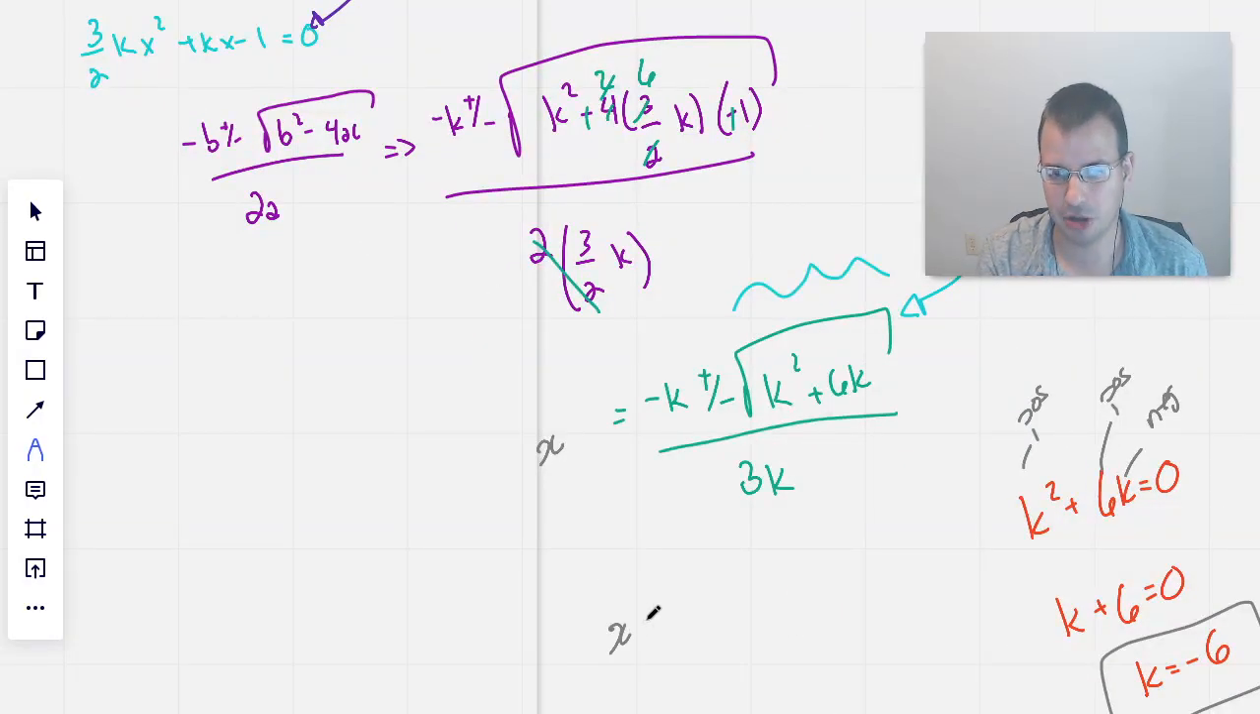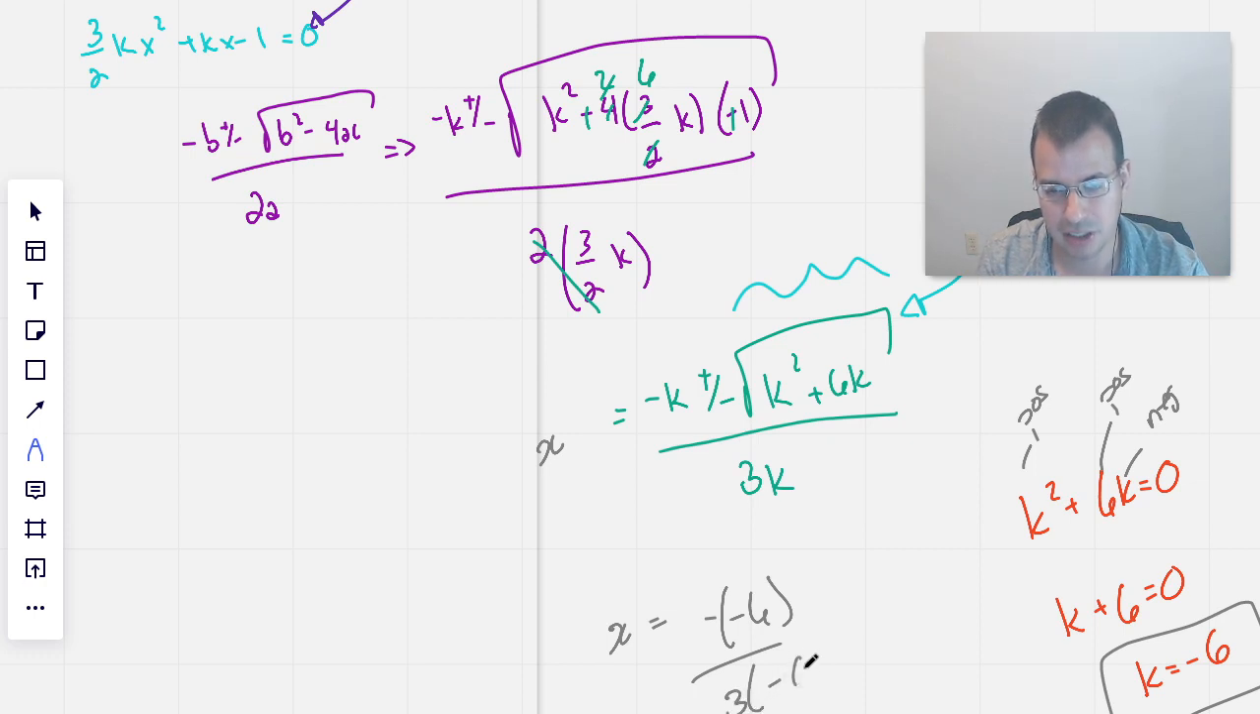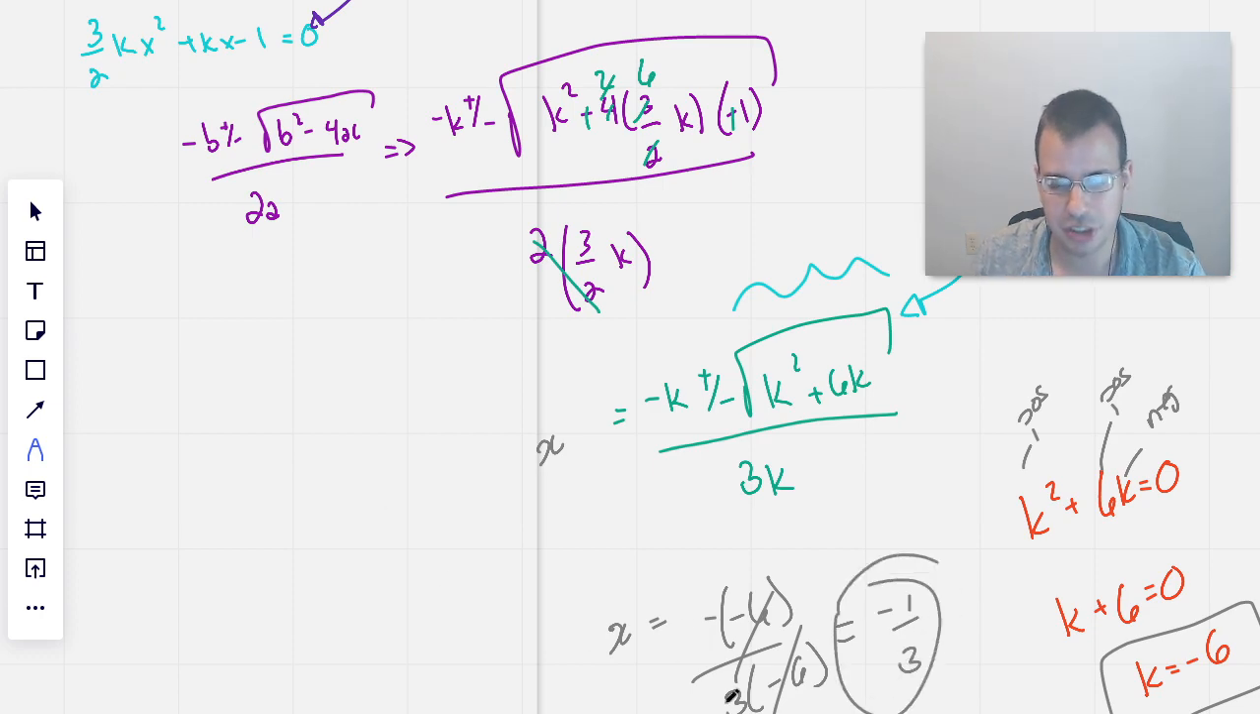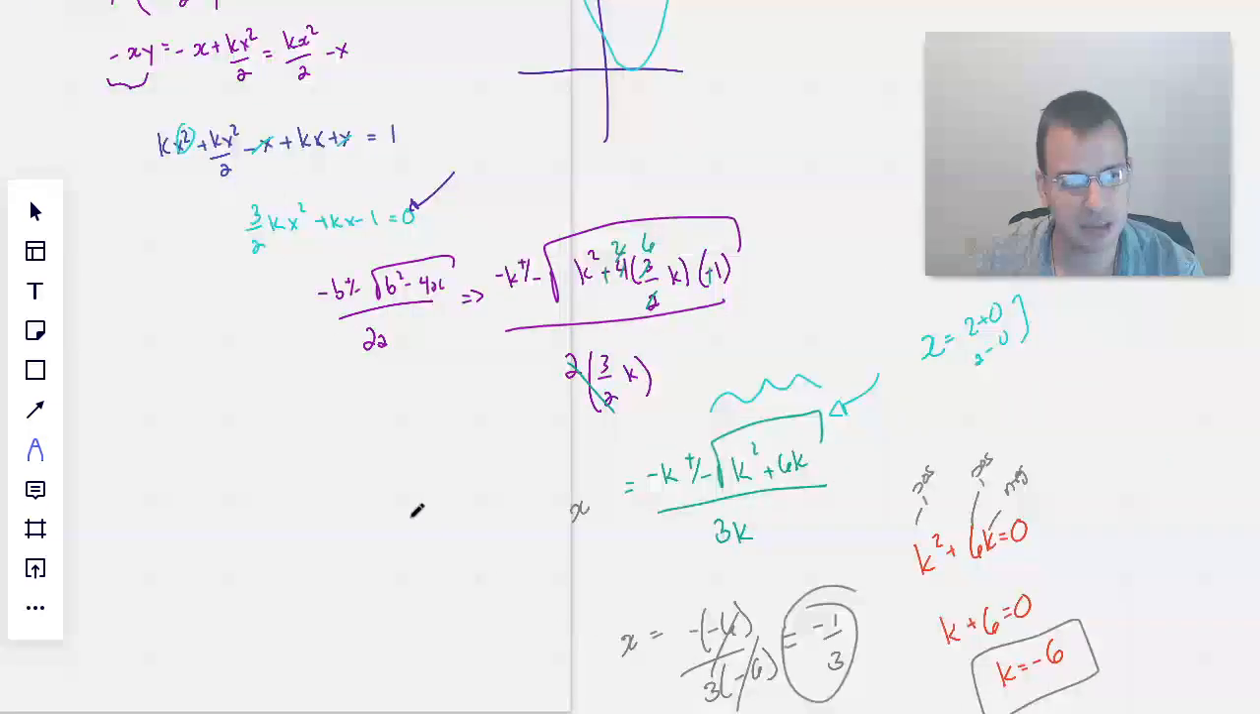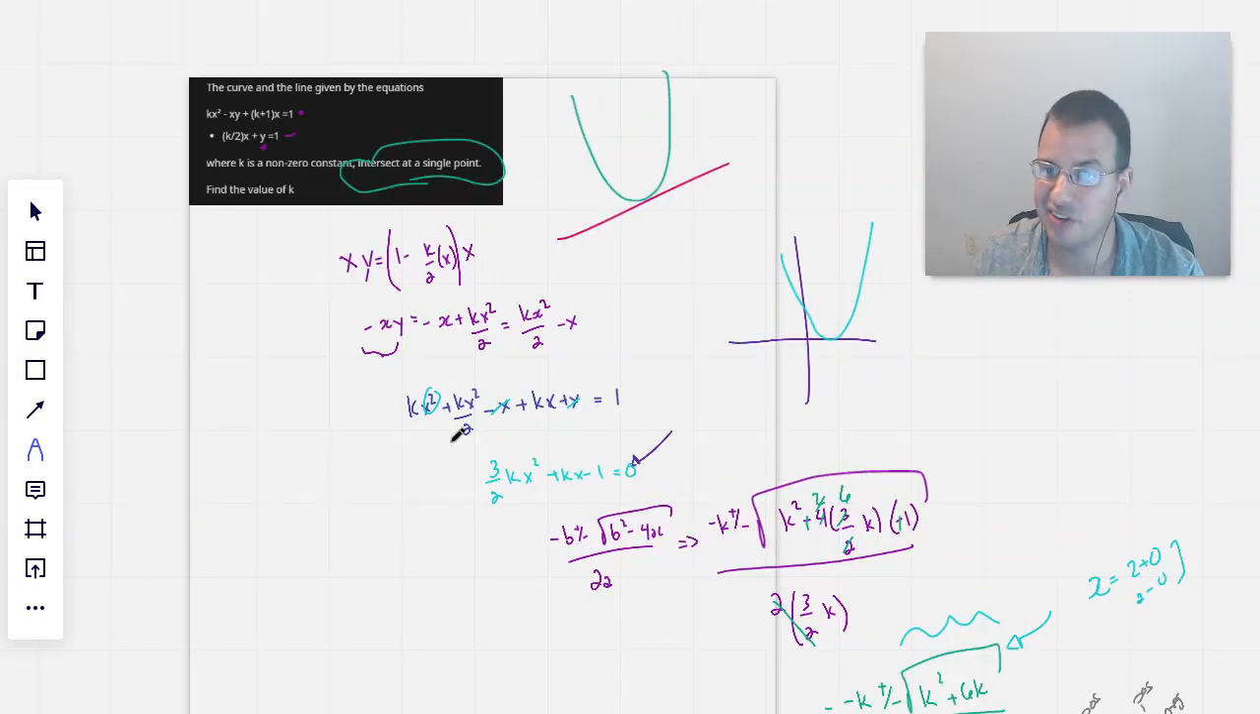So just for a little completeness here, we could then find the x value of where this happens, or makes this true. And we have negative 6 all over 3 times negative 6. I guess I could just cancel out the k's. We get negative 1/3. So this solution is true at x equals negative 1/3. And we can plug it in here and then find the value for y too.